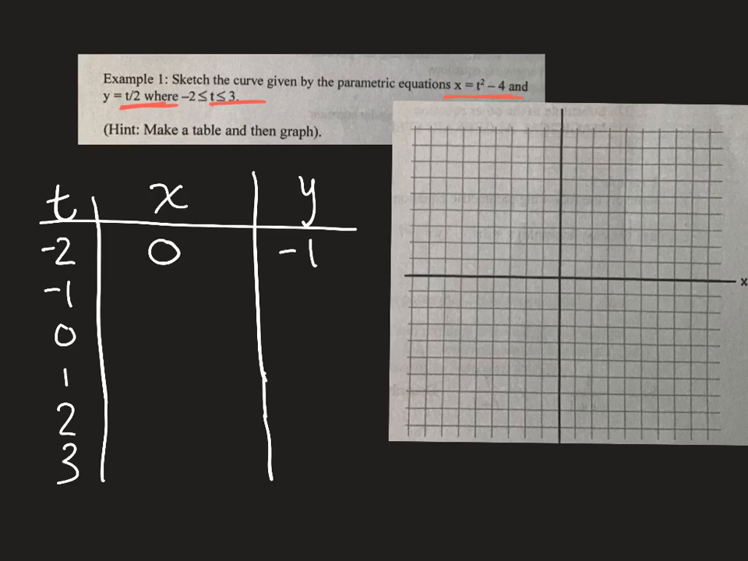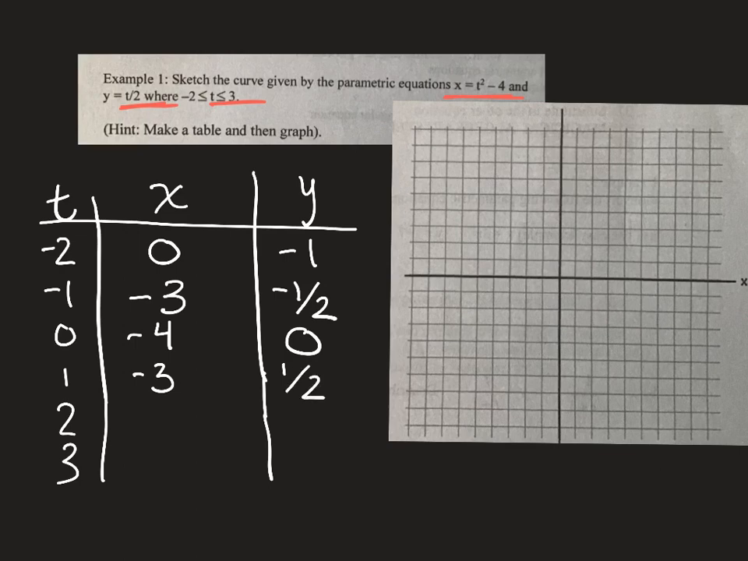So -1 into my x equation. -1 squared is going to be a 1. Minus 4 is going to be a -3. -1 divided by 2 is going to be a -0.5. 0 squared is 0. Minus 4 is -4. 0 over 2 is a 0. 1 squared is 1. Minus 4 is a -3. And then I get a positive 1/2.